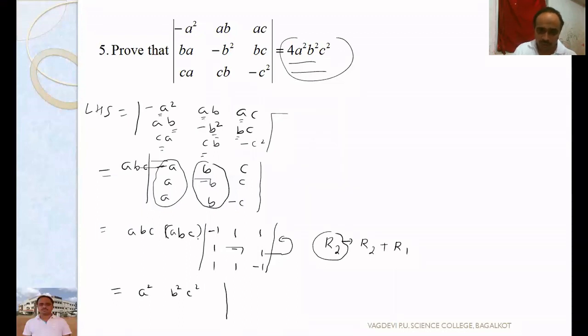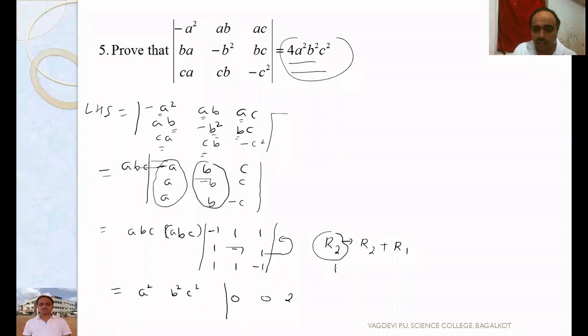So second row plus first row: 1 minus 1 will be 0. Then -1 plus 1, that will also be 0. That will also be 0. Then 1 plus 1, that will be 2. R2 changes to R2 plus R1.